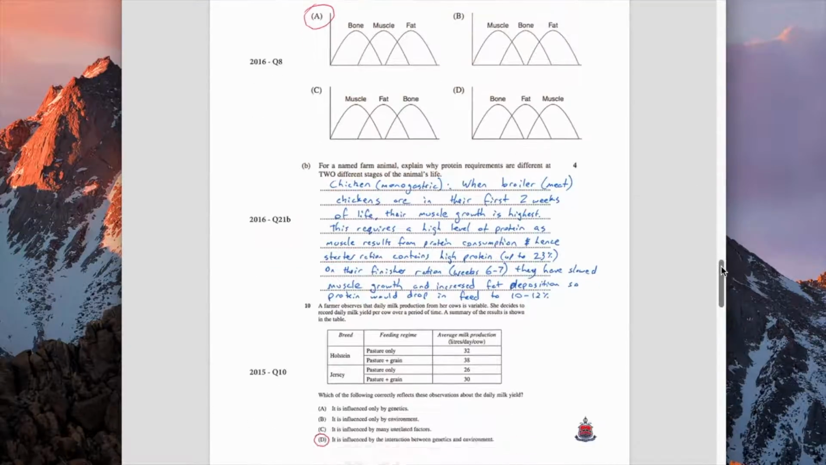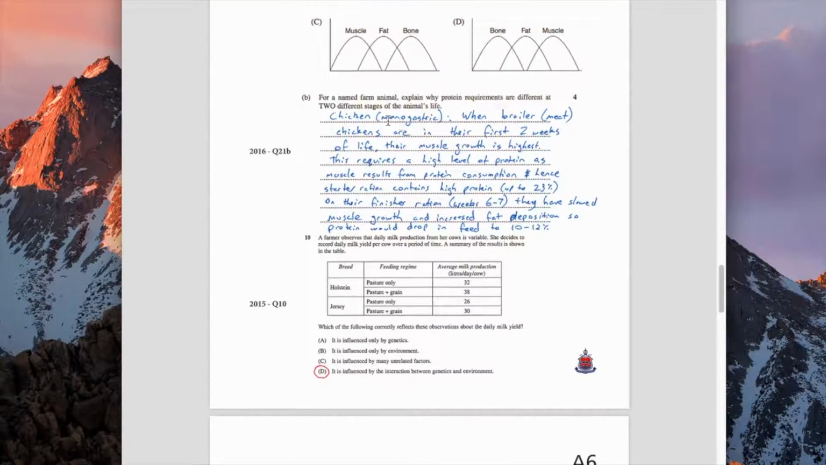That is A. The next one, for a named farm animal, explain why protein requirements are different at 2 different stages of an animal's life. So I've named a chicken, and it's a monogastric, so putting this extra information in here is a good idea, so the markers know that you know what you're talking about.